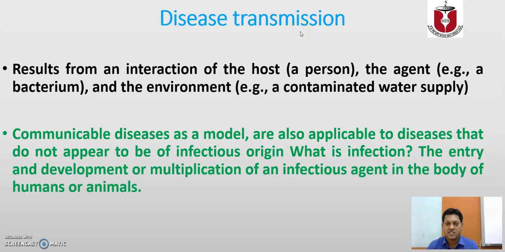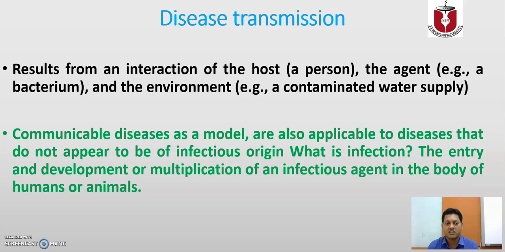Now I am going to discuss disease transmission. Disease transmission means when the disease is transferred from one source to another. For example, we know about viral fever. Coughing and sneezing of an affected person in front of an unaffected person can transmit the viruses from one to another. So it requires two things: number one, a person, and number two, an environment, and between them an agent works.